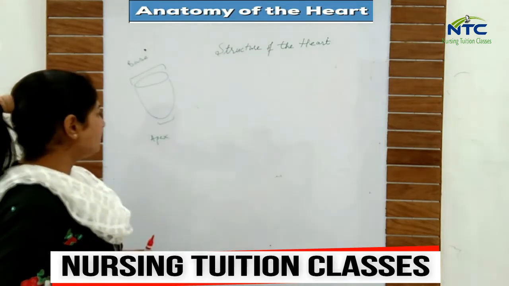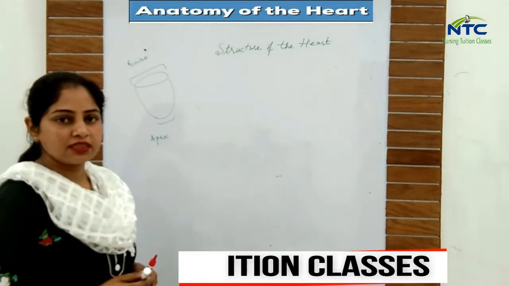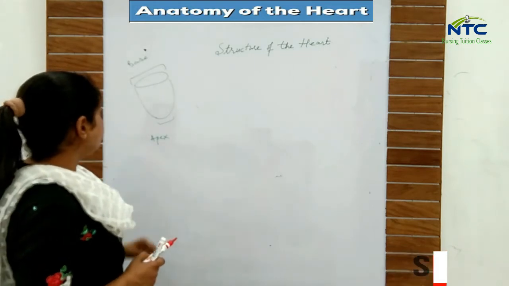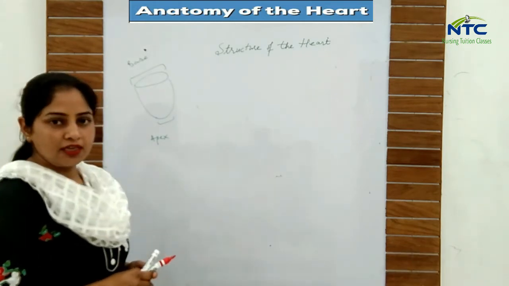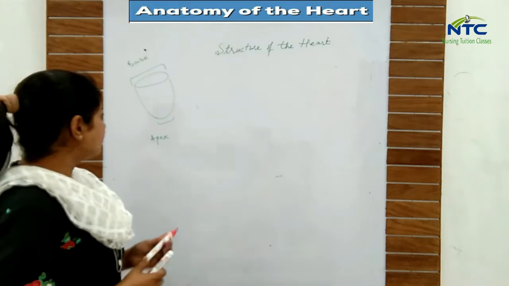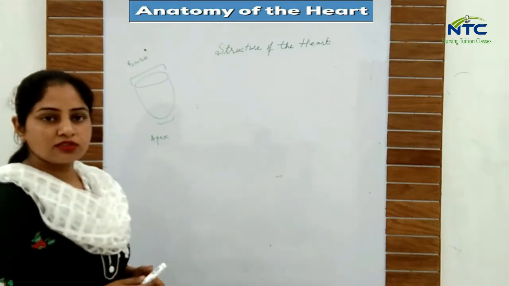So where does our heart lie? In the thoracic cavity, and its upper part is called the base and the lower part is called the apex. So today we will discuss what is the structure of the heart.